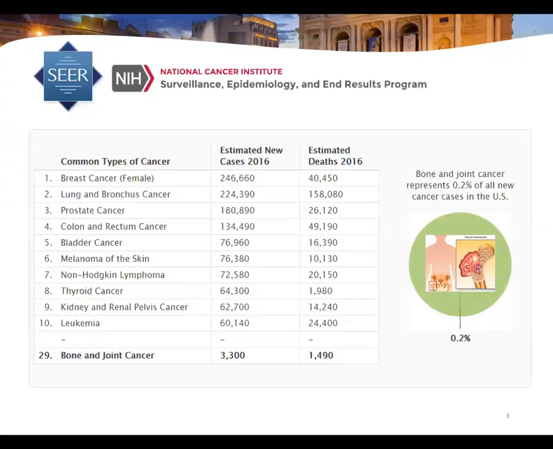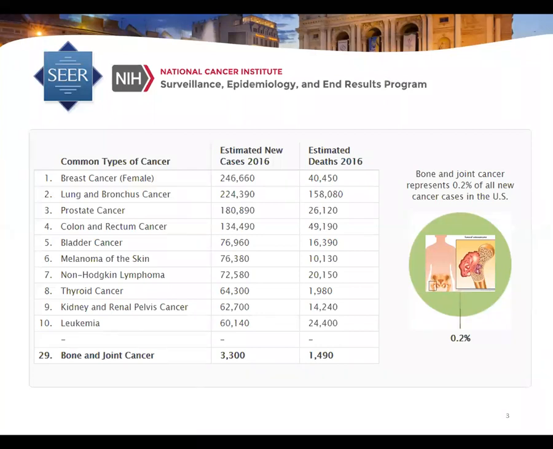According to the statistics of the United States National Cancer Institute, primary bone and joint cancer is a relatively rare pathology, and we observe bone and joint cancer in approximately 0.2 percent of all cancers in the United States. So this is a relatively rare disease. Vice versa, bone metastasis is not a rare disease.